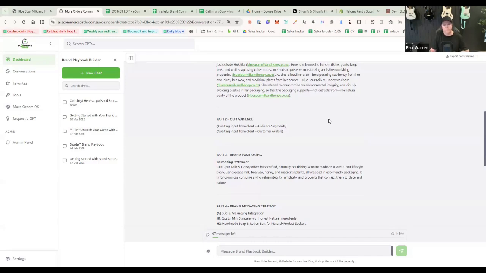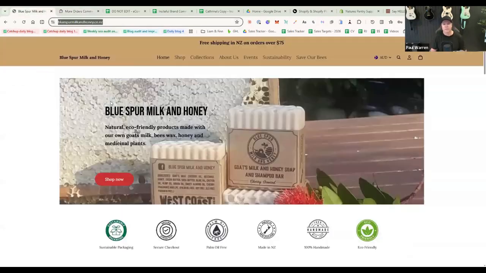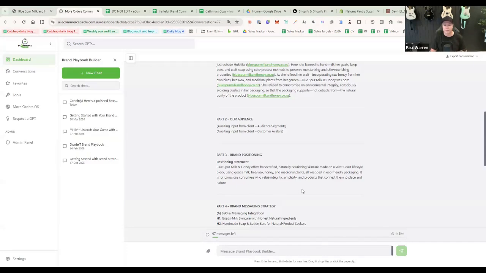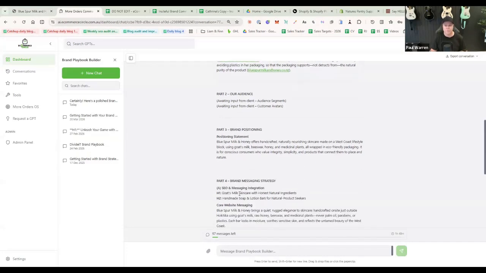So for example, if 2,000 people a month search for the phrase goat milk skincare with honest natural ingredients, it'd probably be this one, right? Goat milk skincare or whatever. You probably want to try and include that in there so that you rank for that. So let's go back and see what we've got. Black sperm milk and honey. Nobody searches for that. I can probably guarantee maybe 3 people a month, right? However, there's probably 2,000 people a month that search for goat's milk skincare with honest natural ingredients.